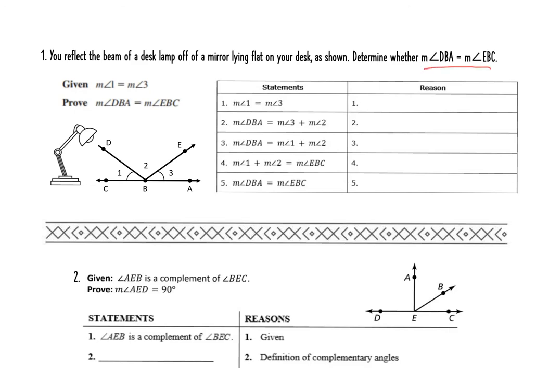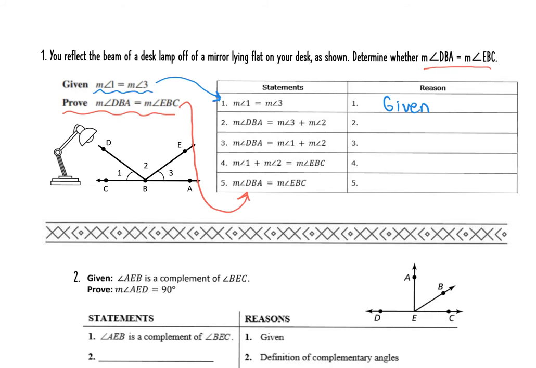Okay, cool. So we started proofs in the prior lesson, so we should be familiar with some of the basics of proofs. Whatever it is we're trying to prove should always be our last statement. That should always be the last thing in our statements column. Whatever the given is should be our first statement. That should be the first statement in our statements column, which means our first reason for every two-column proof will always be given.